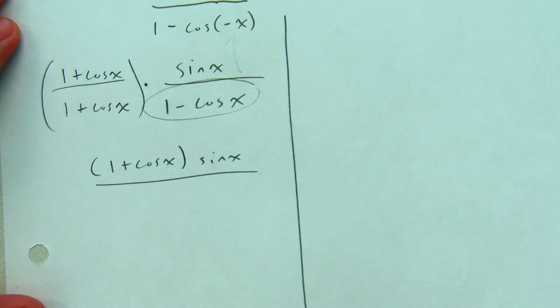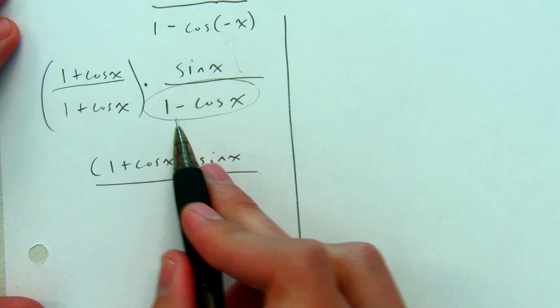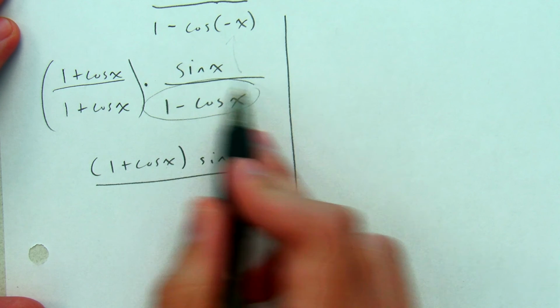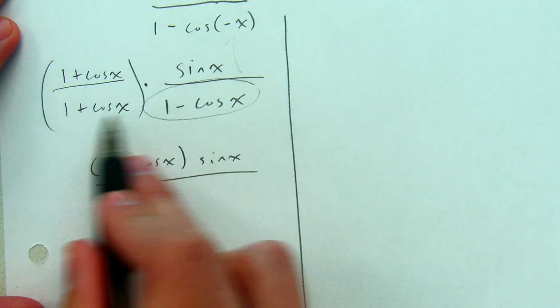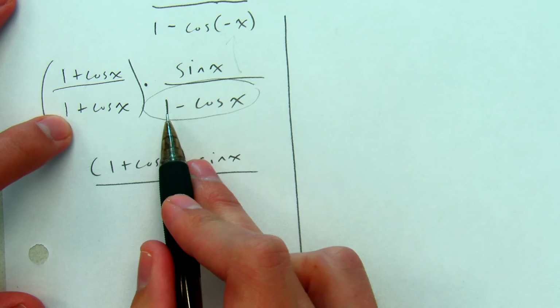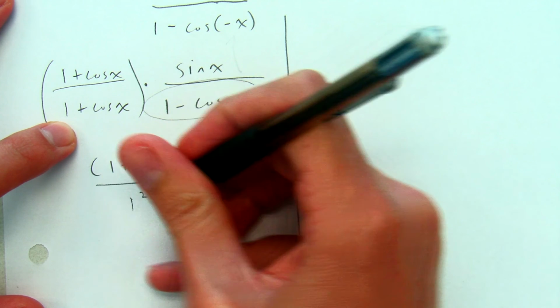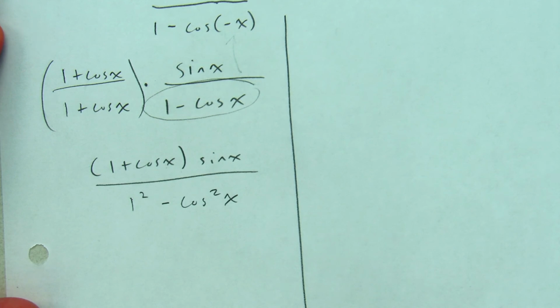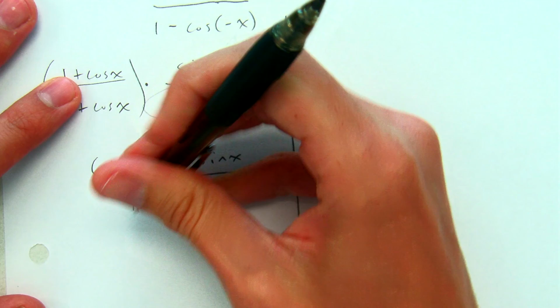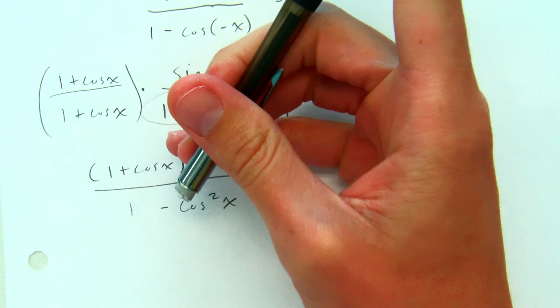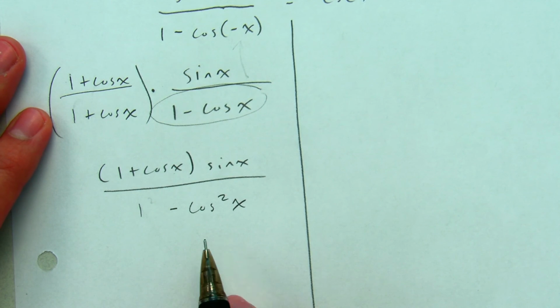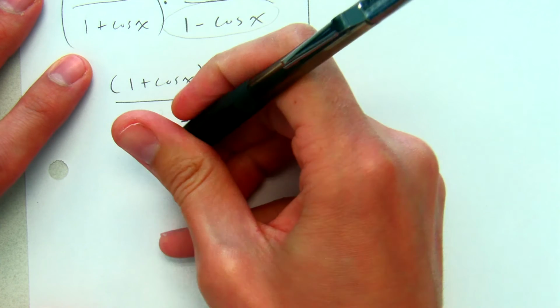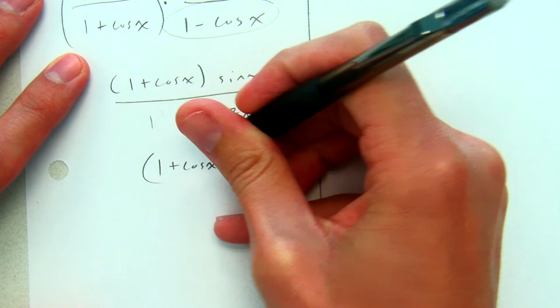And on the denominator I've got a plus b times a minus b, which you recognize as a factored difference of squares. When I FOIL this out, I'm going to get a squared minus b squared. 1 squared is just 1, isn't it? 1 minus cosine squared x. Where have I seen that before today? That's right. That's sine squared x, from my Pythagorean identity. And the numerator is 1 plus cosine x times sine x.